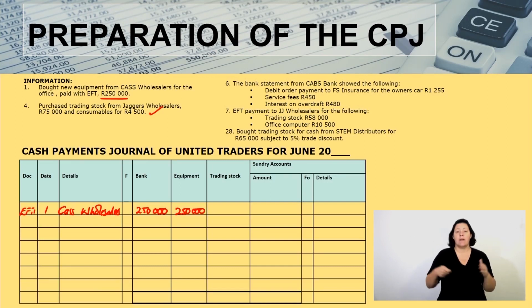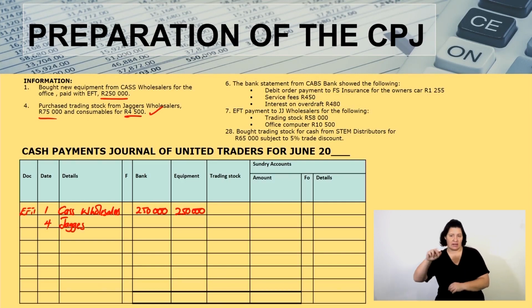It reads, purchased trading stock from Jaggers Wholesalers, $75,000, and consumables for $4,500. So my date is the 4th. Whom did we pay? Jaggers. So I come here, it is Jaggers Wholesalers. And how much did I pay? I'm going to add my 75,000 plus my 4,500, which gives me 79,500. So I'm going to come here, it's going to be 79,500.